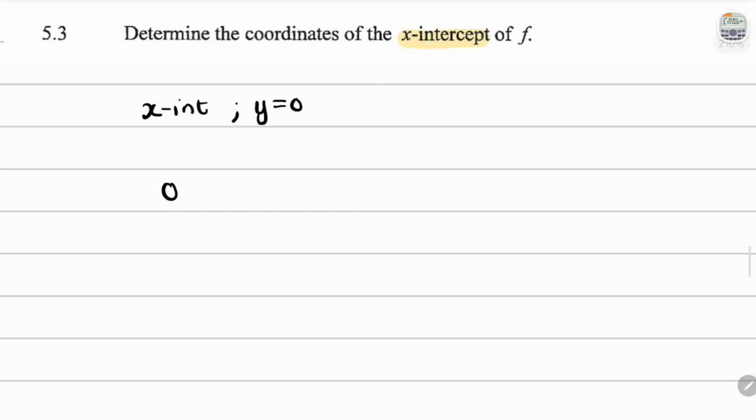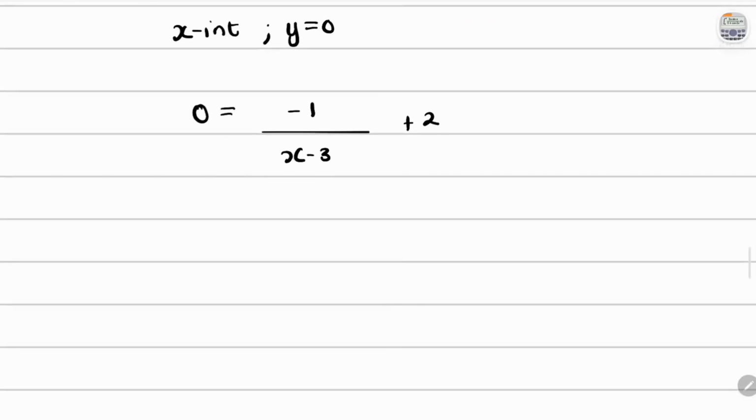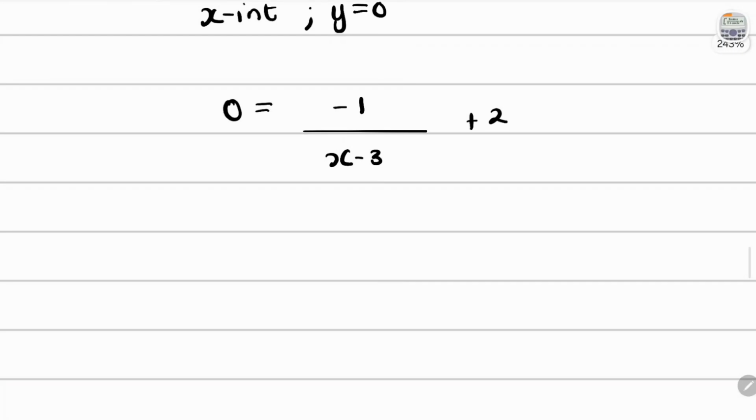Y is the f of x part. So we say 0 is equal to, and that was negative 1 over x minus 3 plus 2. And we just need to solve for this equation. Okay, you see, this is a fraction, and because that number in the numerator is negative, it really just means that the fraction is negative. So you can transpose it, and then it becomes positive. So it's now 1 over x minus 3 is equal to 2.